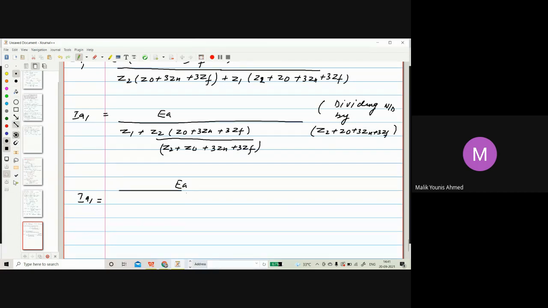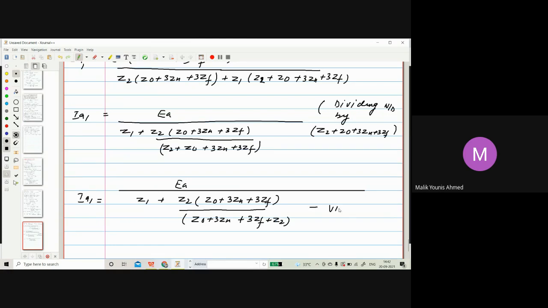EA divided by Z1 plus Z2 multiplied by Z0 plus 3Zn plus 3ZF, divided by Z0 plus 3Zn for the zero sequence plus 3ZF fault impedance, and with the positive negative sequence Z2. So let us call it equation number 8.